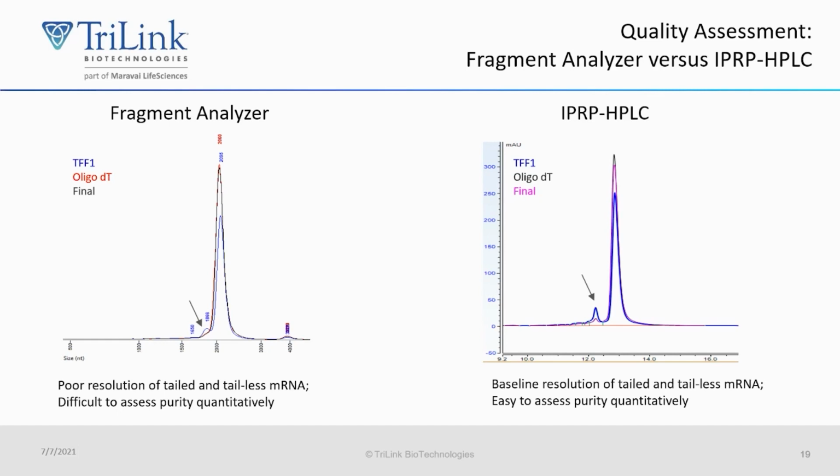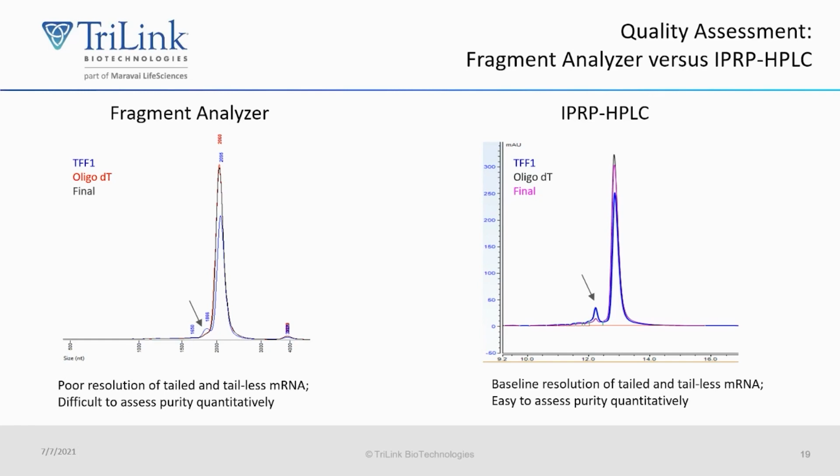Ion pairing reverse phase HPLC was derived from its parent technique, reverse phase liquid chromatography. It uses a hydrophobic stationary phase and a mobile phase with varying hydrophobicity, depending on the ratio of polar and organic solvent. It is an effective method for evaluating the integrity of the RNA.